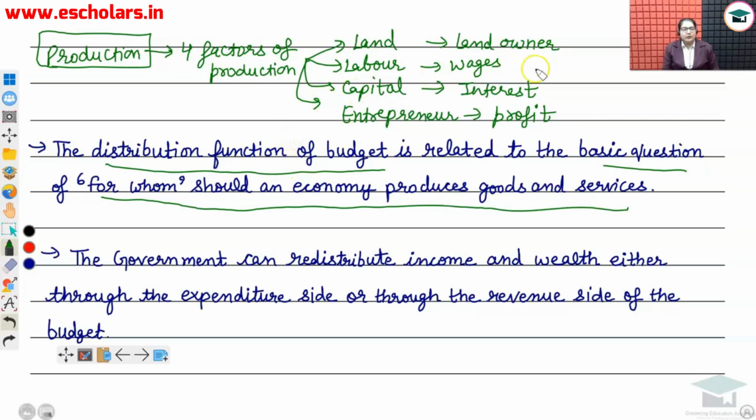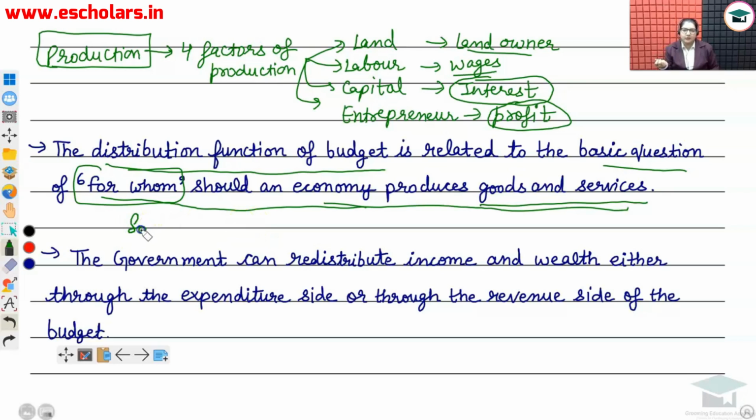So, how much rent is to be provided to the landowner, how much wages is to be provided to the laborers, how much interest is to be provided to the capitalist, and how much share of profit is to be provided to the entrepreneur. So it is all about allocating the income which is generated after selling the good or service which is produced. So the distribution function of budget is related to the basic question of for whom should an economy produce goods and services. That is, whether the economy should produce the goods and services for the richer sections or for the poorer sections or for the middle class section of society.